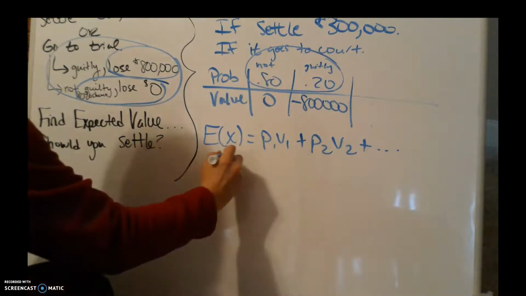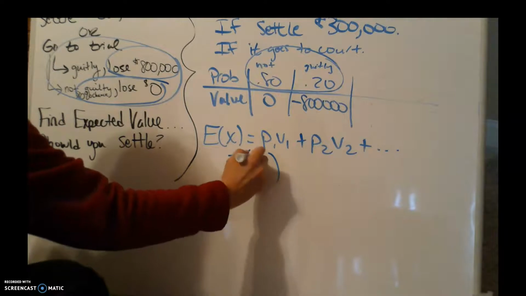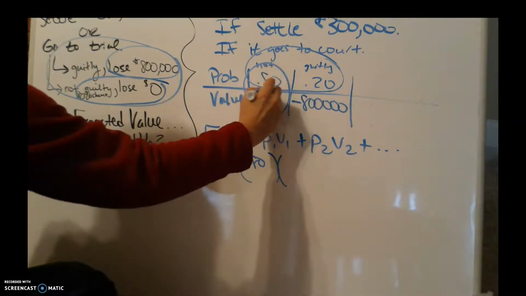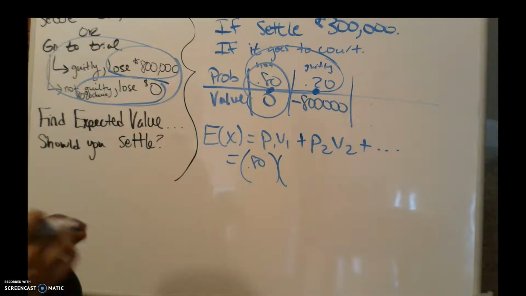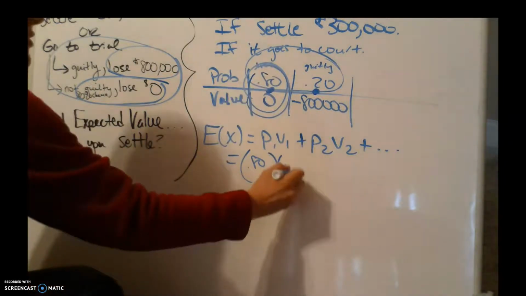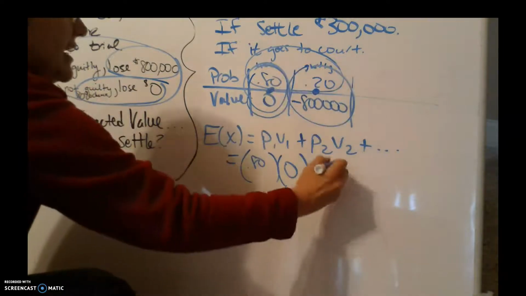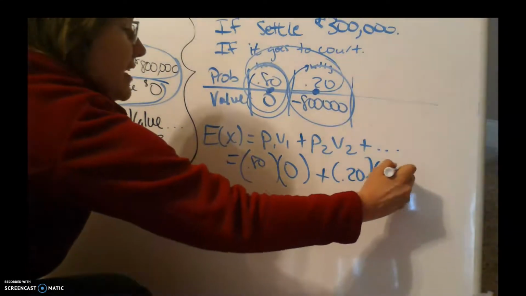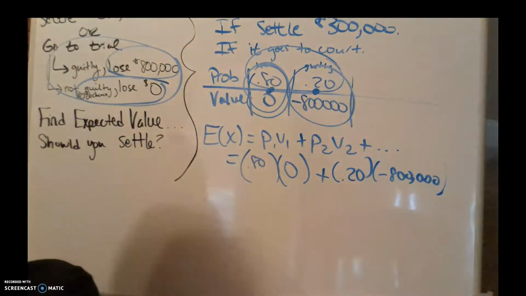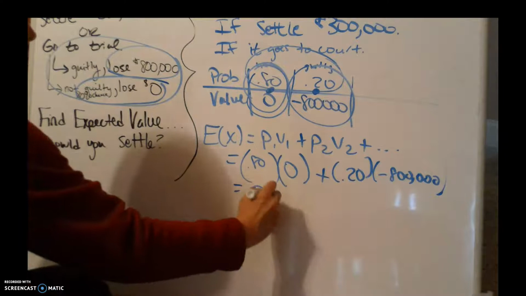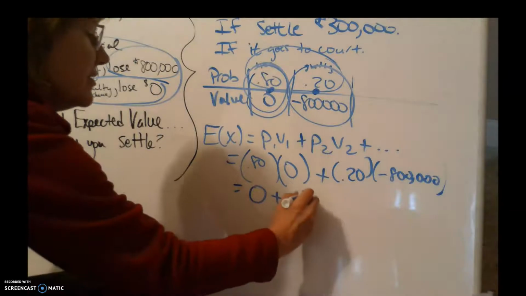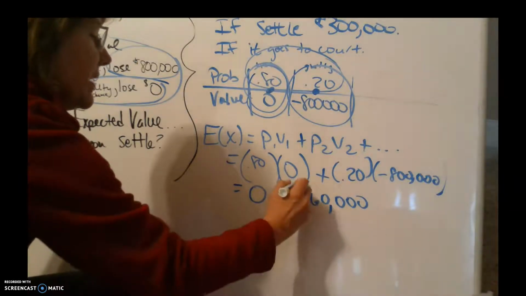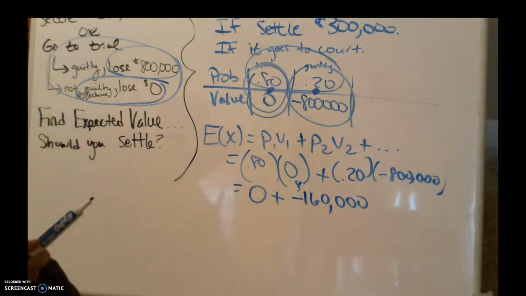So in my chart, probability times value, I have 80% probability with a value. And again, this is kind of like when we did a weighted mean, like when we did credit card problems and found the average daily balance on a credit card. It's kind of the same idea. So we have 80% times 0, and then we have 20% times a loss of $800,000. So obviously this first part is 0, and the second part would be what? Negative $160,000.